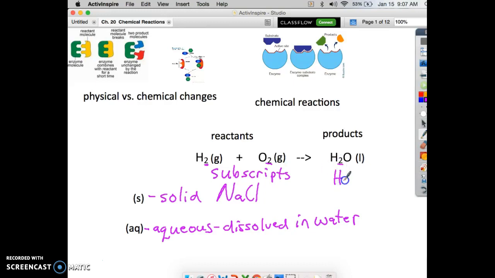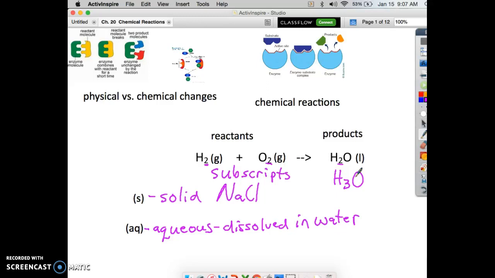For example, if we change this to H3O, there is such a thing, but it's not water anymore. Okay, it's H3O. It would be different. That's something different. So you cannot change the subscripts without changing what it is.